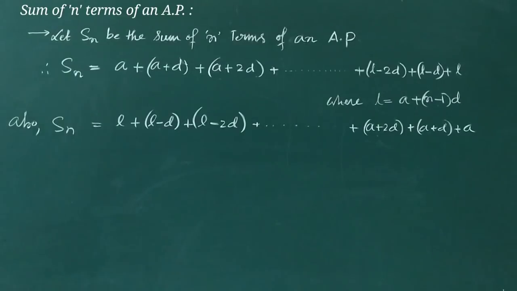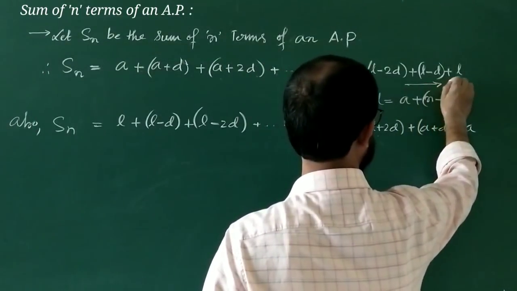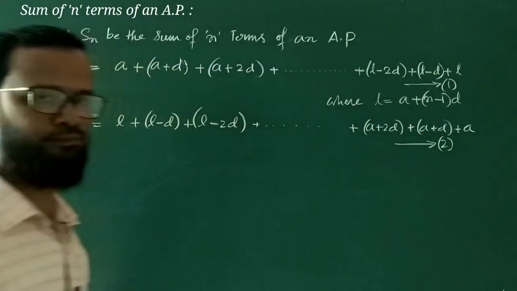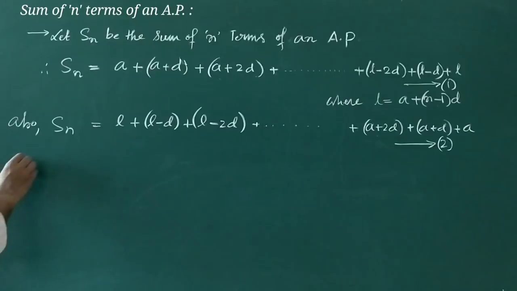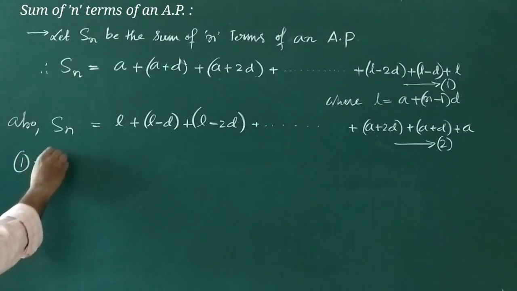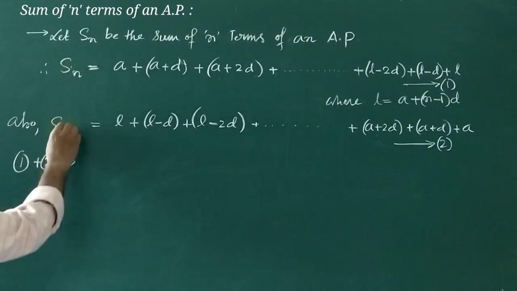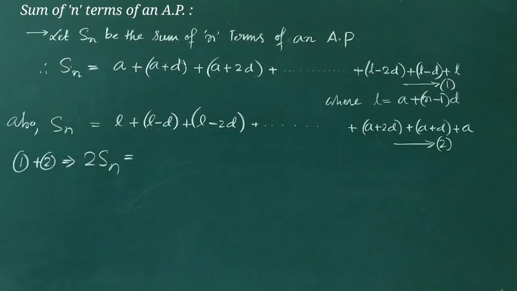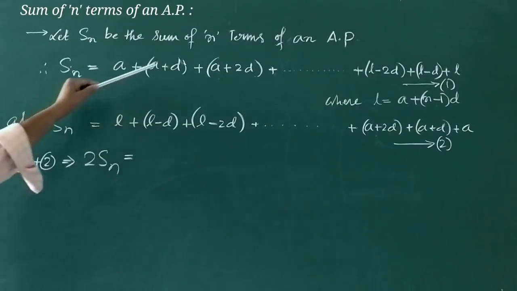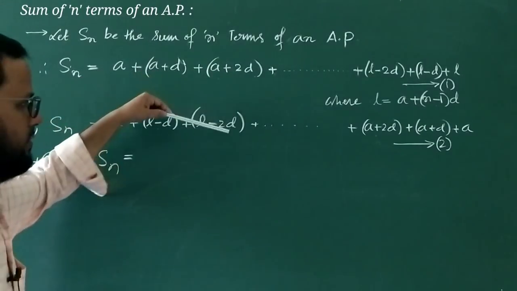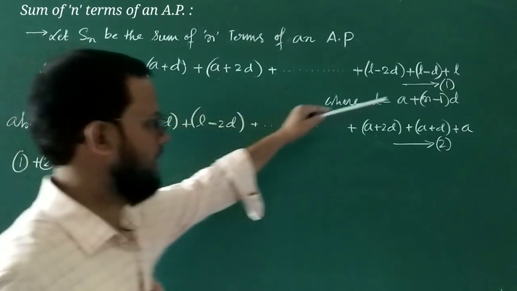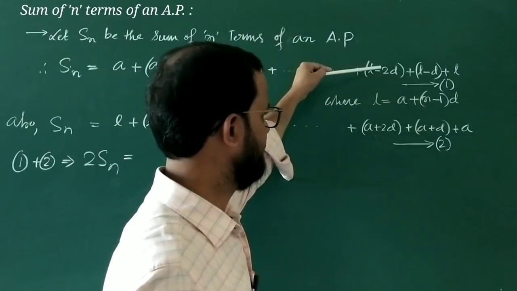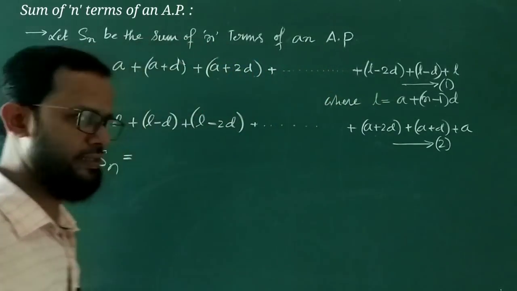Okay, so this is relation number 1, and suppose this is relation number 2. Now if you add 1 plus 2, what will happen? Left hand side will be 2Sn, and what will the right hand side be? We are adding corresponding terms: a with L, second term with second term, third term with third term, and last term with last term. Okay, the previous term with this term and the next previous term with this term. We will add like that.